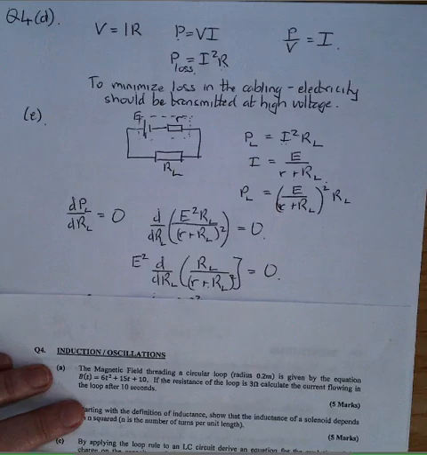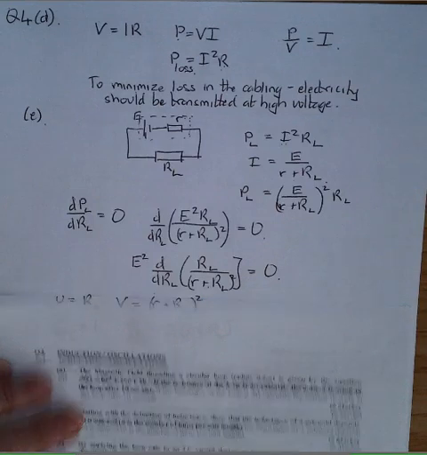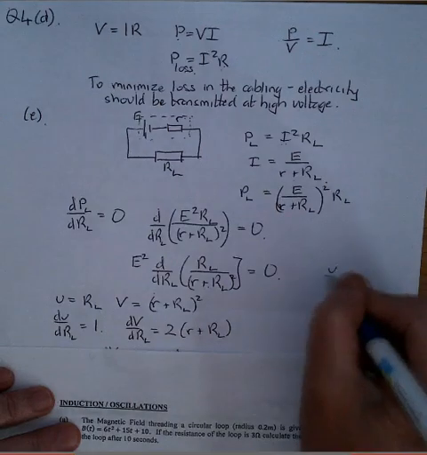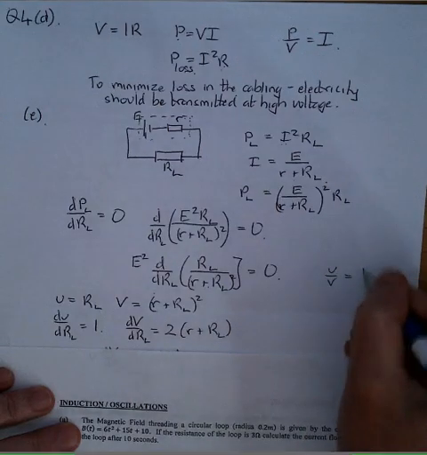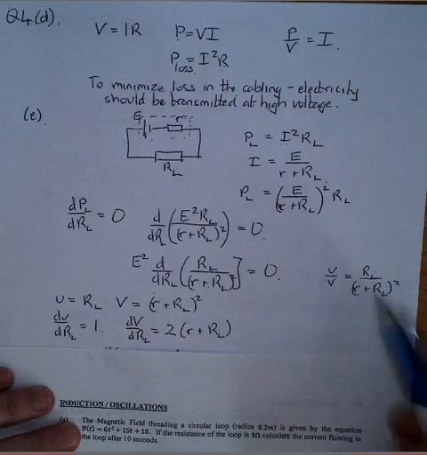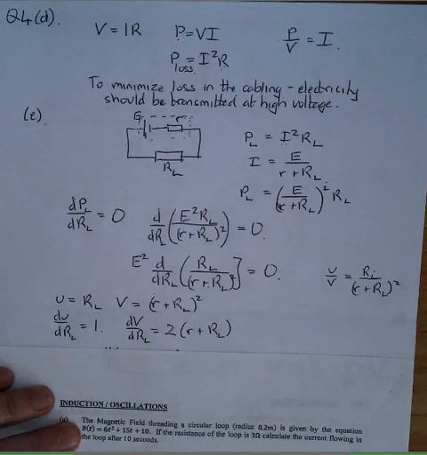Then how do we differentiate a quotient? Well, you just use the quotient rule. So I always learned it as u over v, where the expression is RL over (r plus RL) all squared. u is the top line, v is the bottom line. So u is RL, v is that squared.